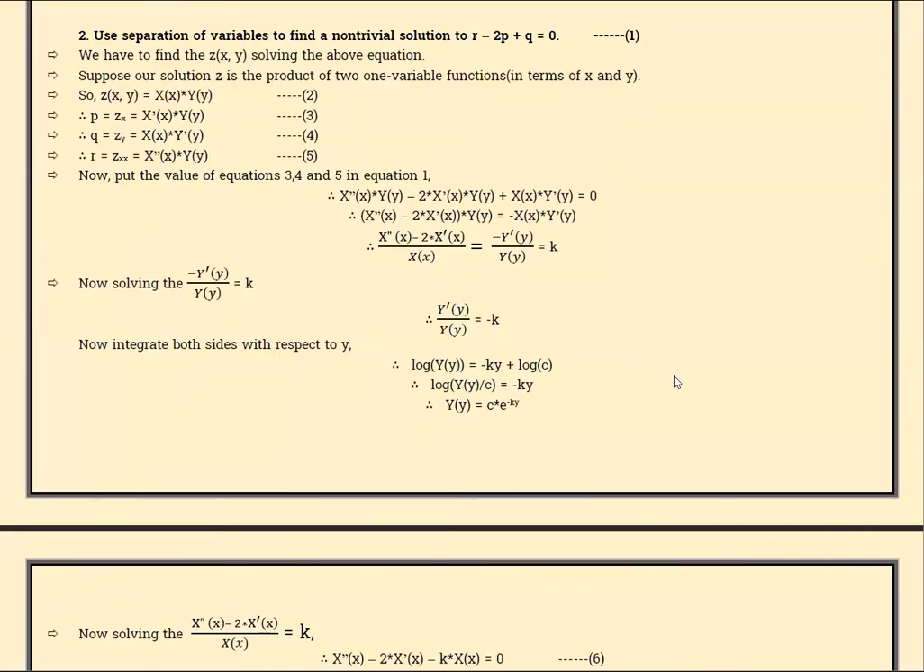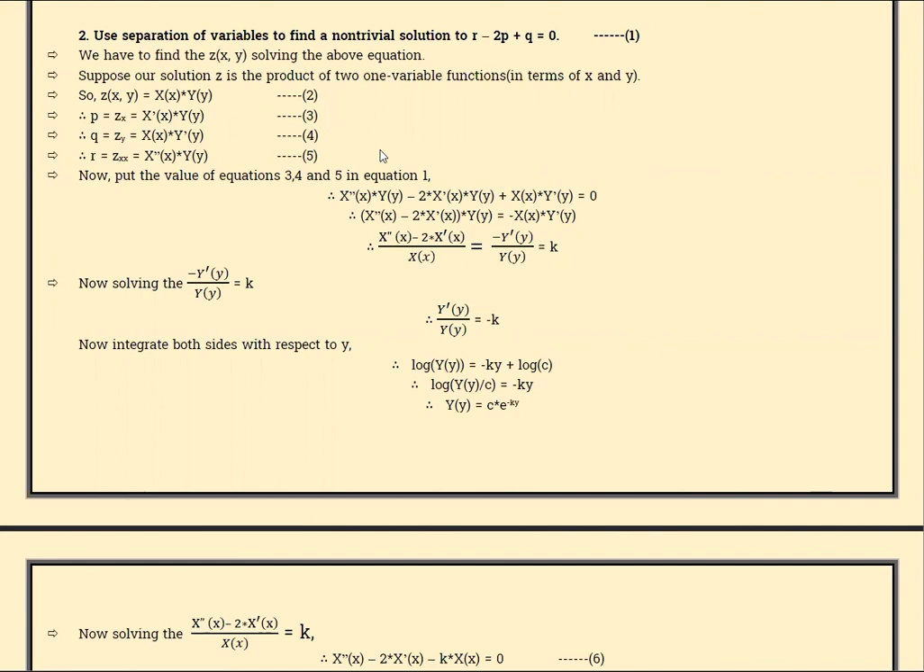Now, in this question, we have to find the non-trivial solution of the equation r minus 2p plus q is equal to 0 using the method of separation of variables. To find the solution of the given equation, we first assume the solution z of x comma y is equal to a product of one-variable functions, X of x into Y of y.